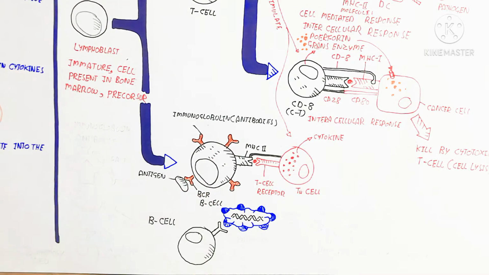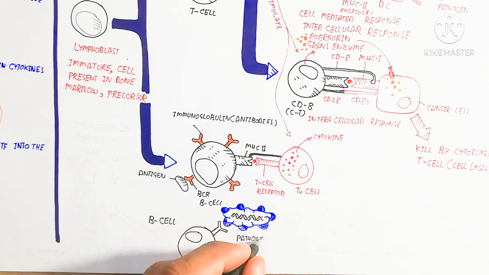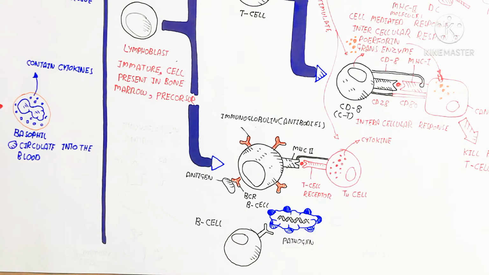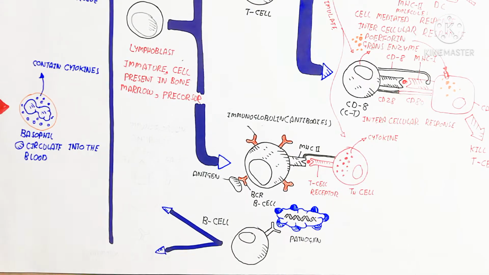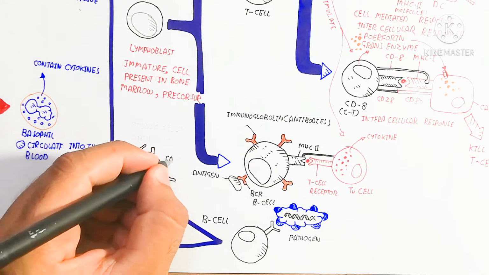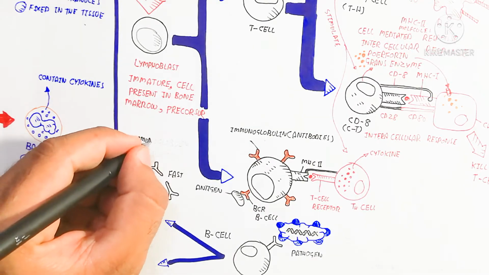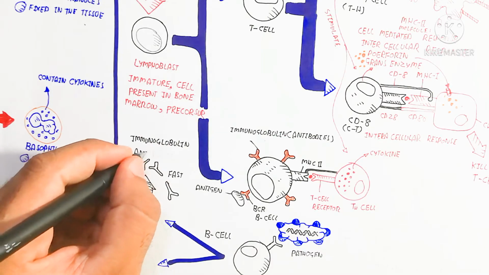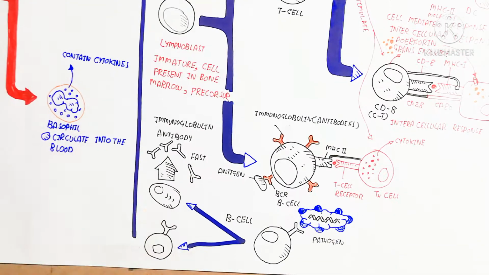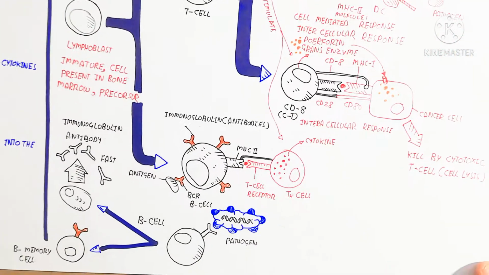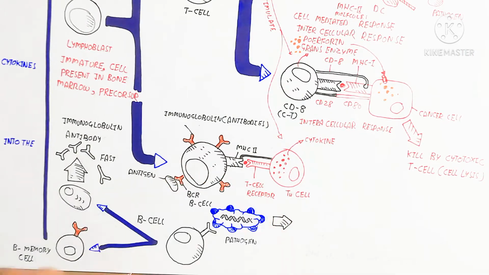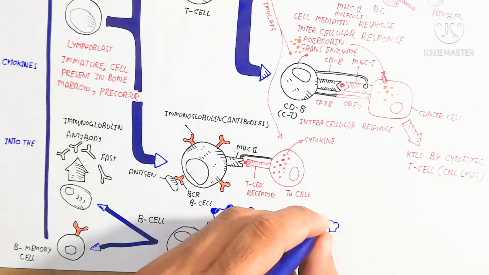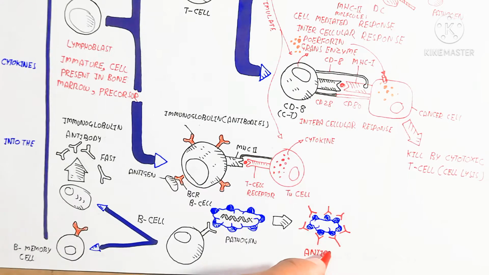After recognition of the antigen, for example, here is the pathogen and this is the antigen, the B cell proliferates into the plasma cell, and the plasma cell quickly produces antibody or immunoglobulin for a fast response, while here is the B memory cell. The B memory cell is used for further infection, to respond quickly.